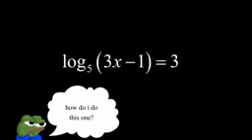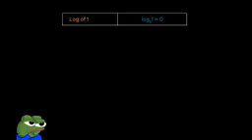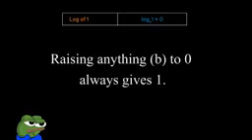That was a simple example, but sometimes the expressions are a bit more complex and we'll need to know how to evaluate them. And that's why we have our rules of log. Let's start with the first rule, the logarithm of 1. Log base b of 1 is always equal to 0, because if you raise any number to 0, it ends up as 1.